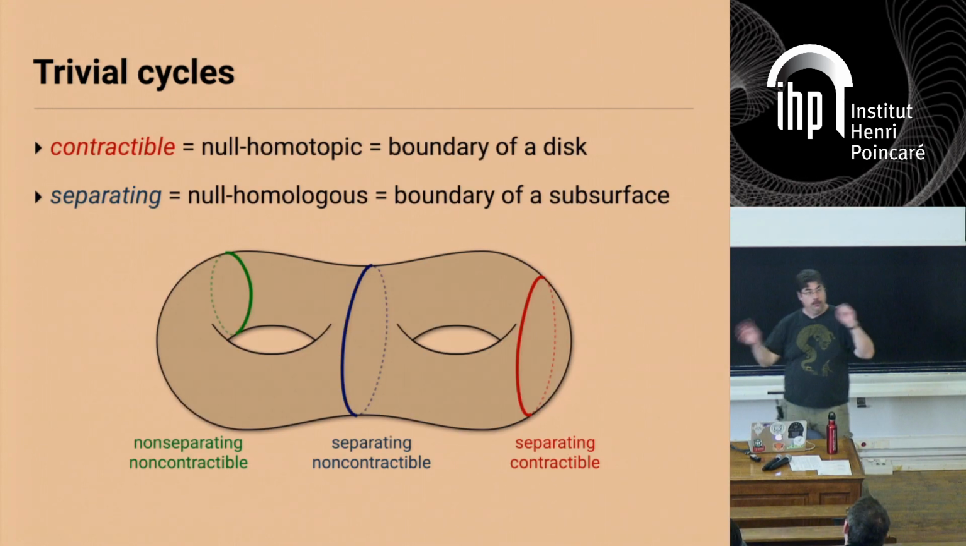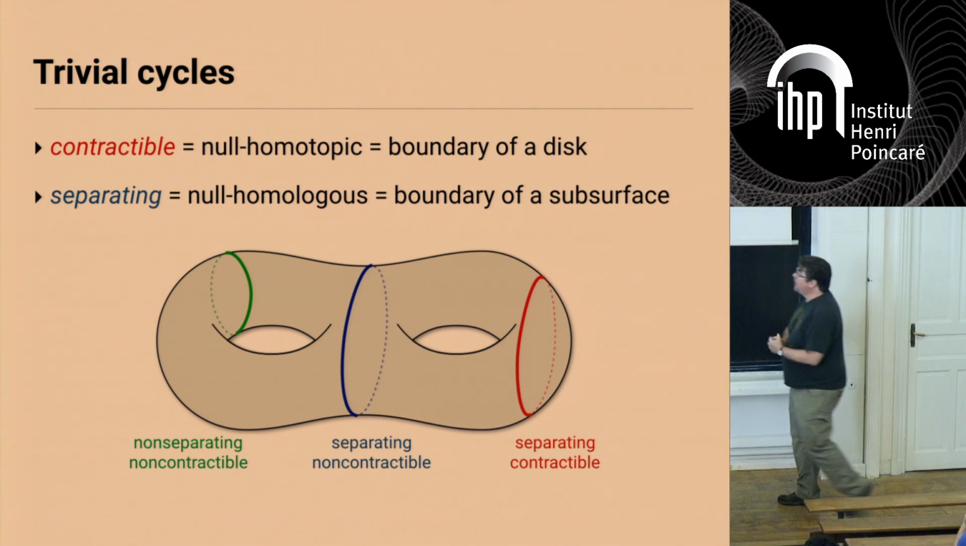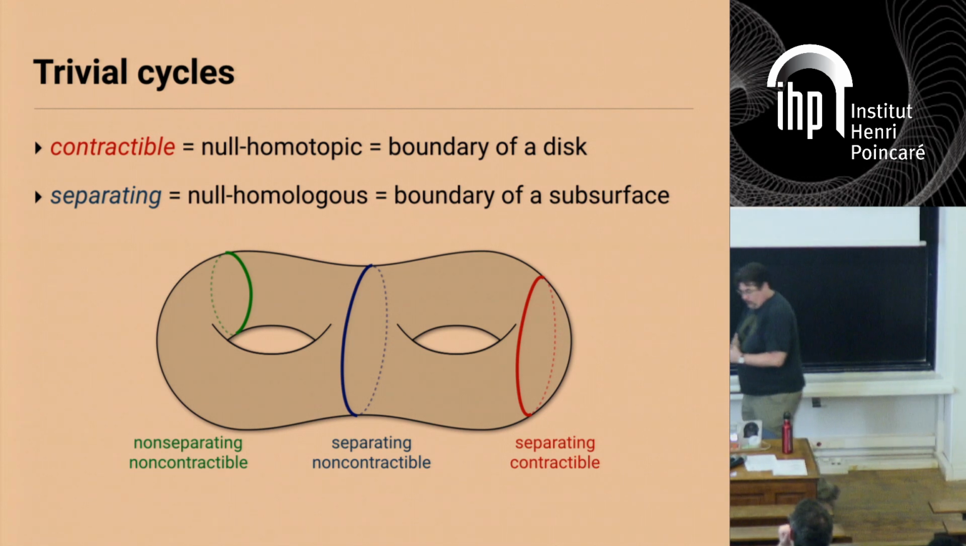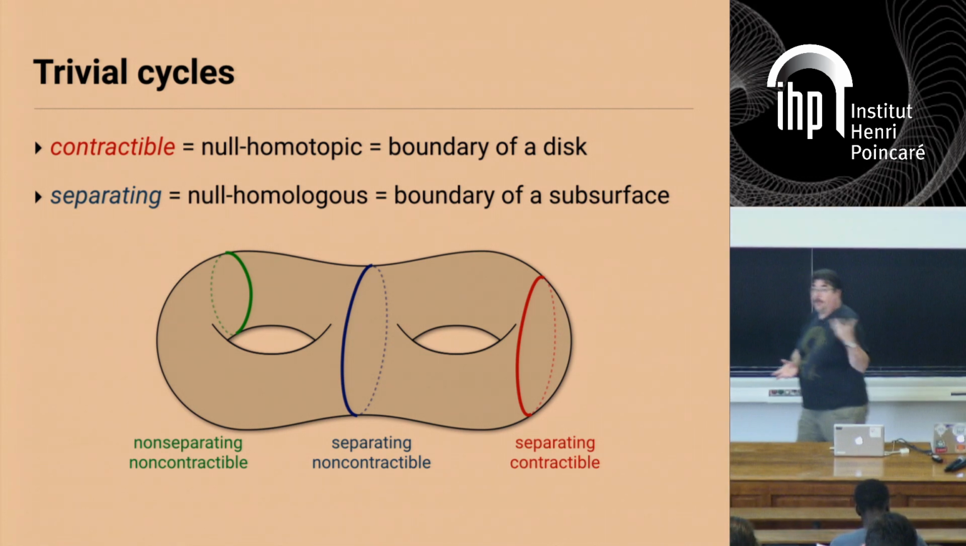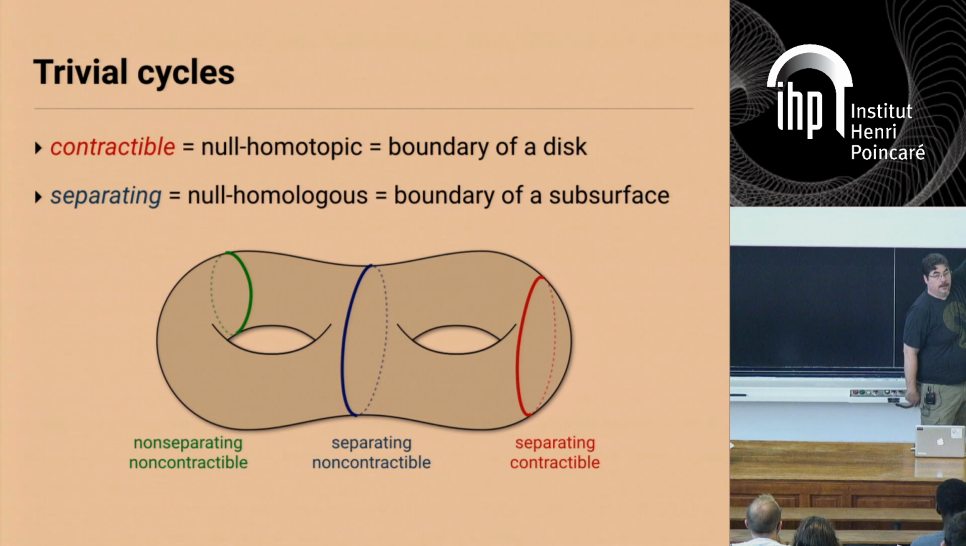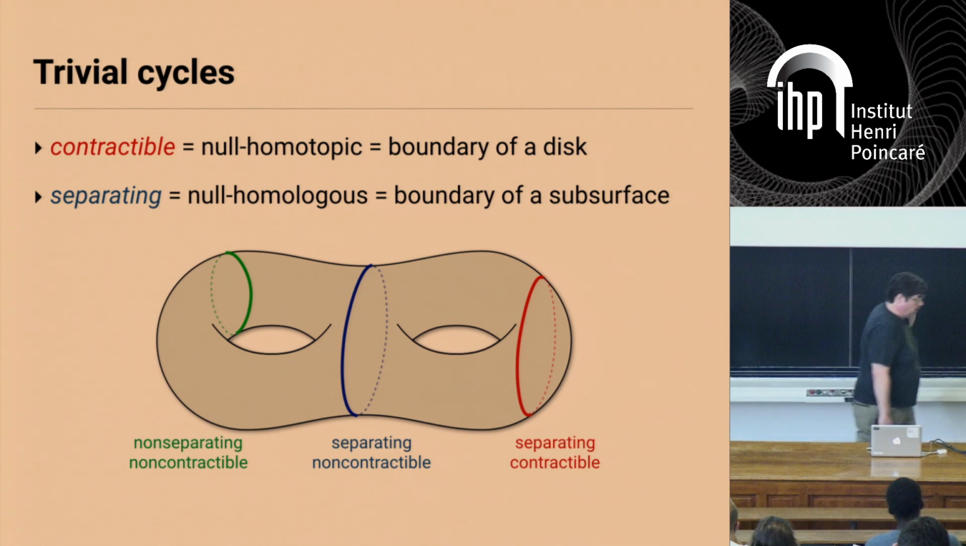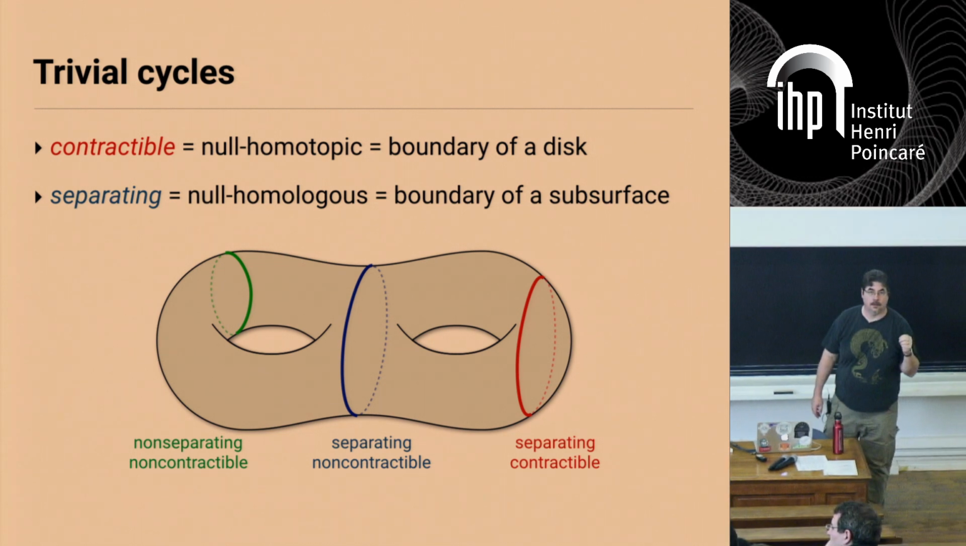There are two types of non-triviality that I'm interested in. A surface cycle is contractible if it's homotopic to a constant cycle, down to a cycle that just sits at one point. So this cycle over here in red is contractible, but the other two cycles, as we saw in the previous talk, are not.